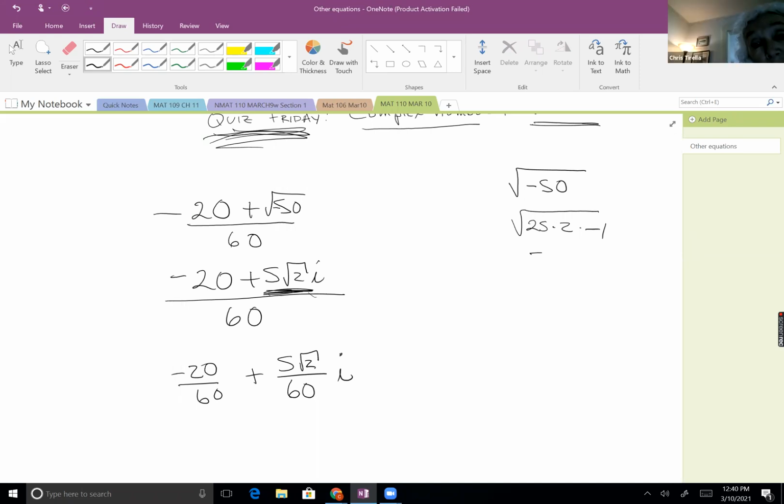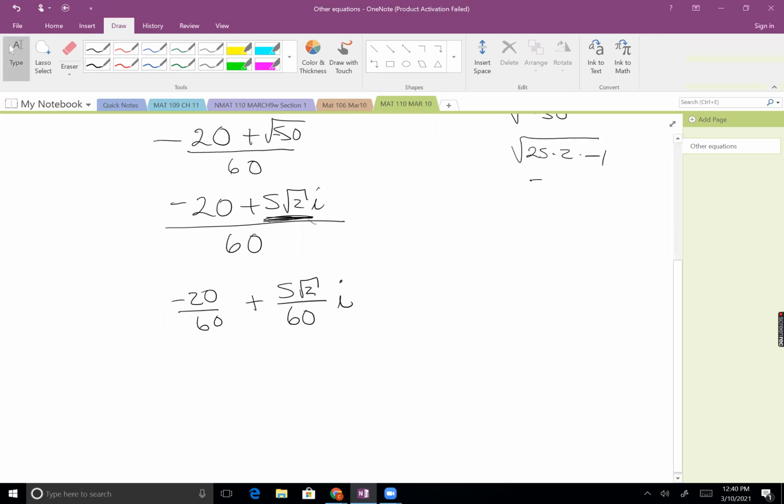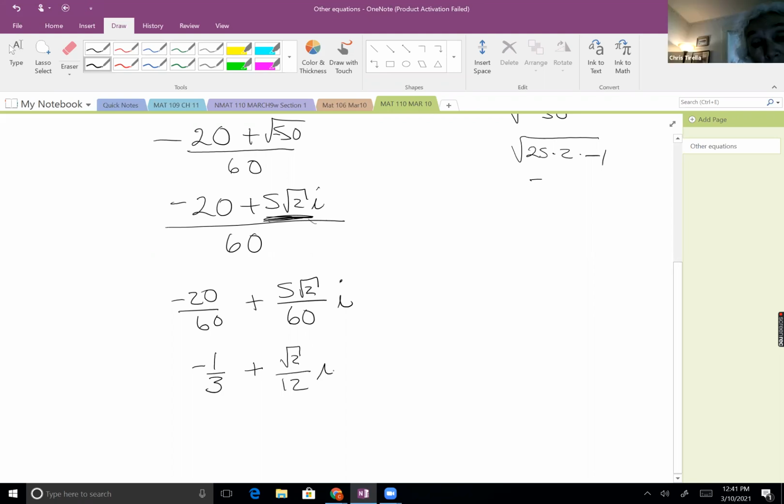Now, can you reduce those fractions? Yep. You could divide by 20 on the first one. That's negative 1/3. And over here, these are both divisible by 5. So that gives me the square root of 2 over 12, times i. You keep the addition. Yep. Okay.